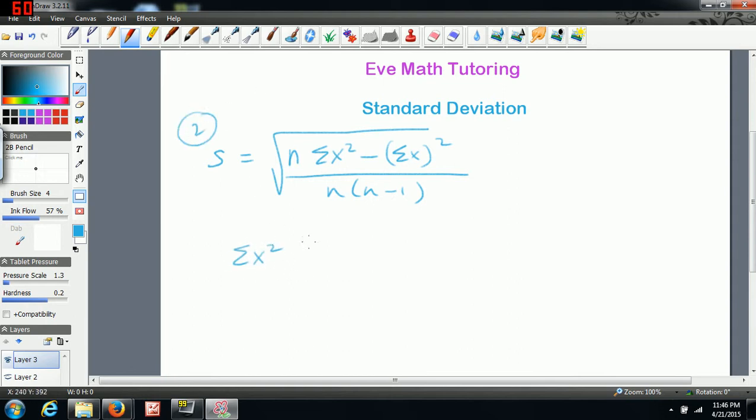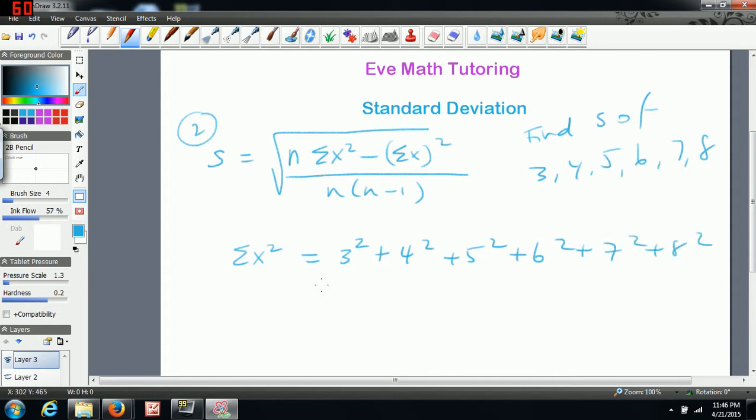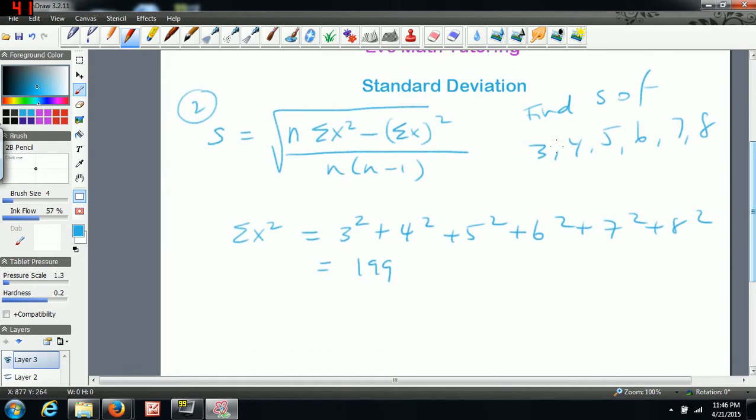So first thing you want to do is find the sum of your x values. So looking at the same question, we were asked to find the standard deviation of 3, 4, 5, 6, 7, and 8. So first thing you're going to do is find the sum of x squared. So you're going to take each value and square them, and then figure out the sum. So you want to square them first and then add them. That's for this part here. So it's the sum of x squared. So what that means is you have to do x squared first and then sum them up.